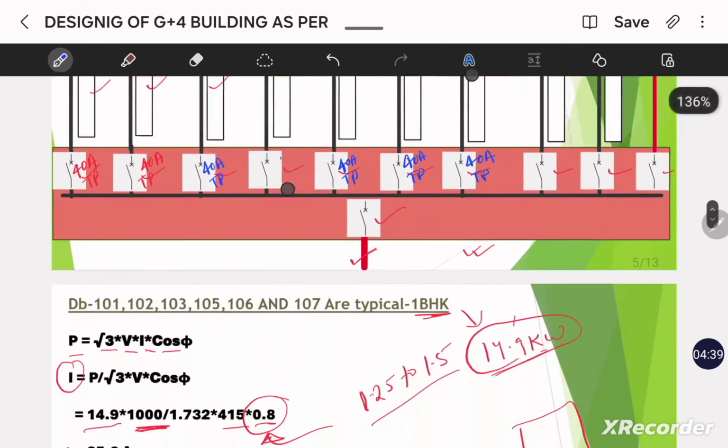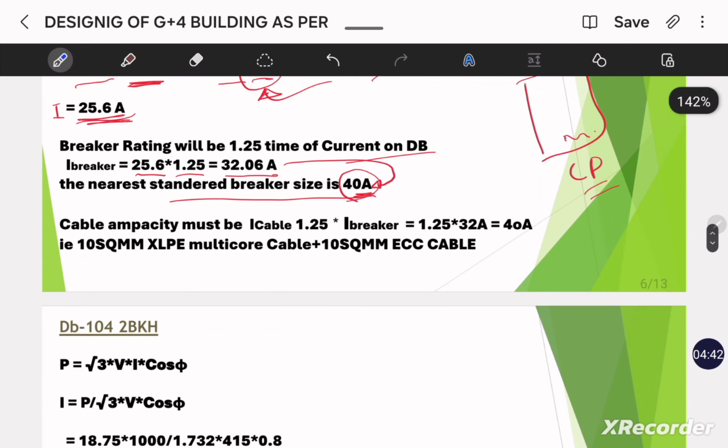Okay, now we have to calculate the cable size for that dB. So what we will do, the cable size will be 1.25 times the breaker rating. Okay, so what is the breaker rating? It is 40 ampere. So we will write 1.25 times the calculated breaker rating.